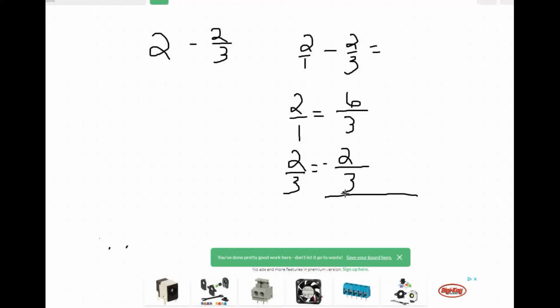All right, once we have our common denominators, we just subtract. 6 minus 2 is 4. And of course, we just bring our denominator down. Woo! Not what we need. 3 goes into 4 one whole time with 1/3 left over. And that is your final answer to this. Okay, easy enough? All right, let's look at worksheet 5.6 then.